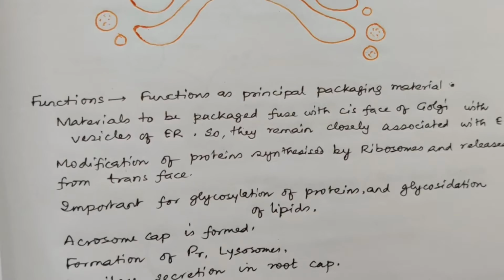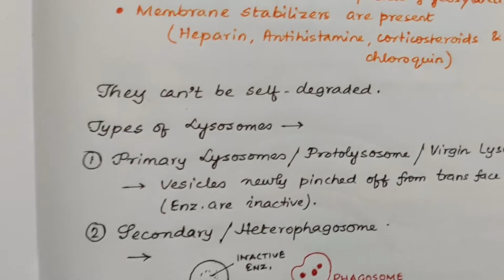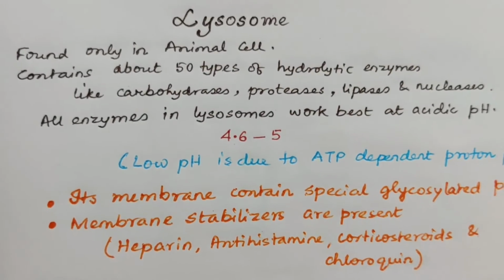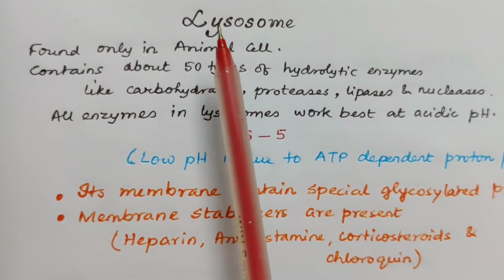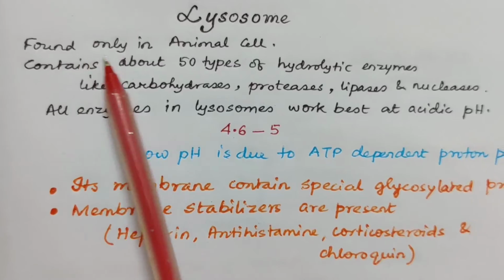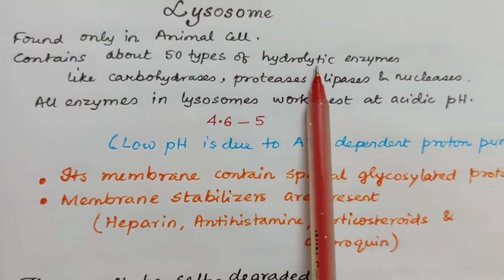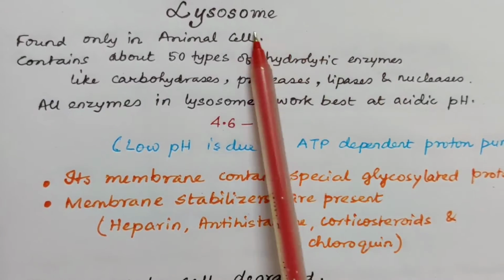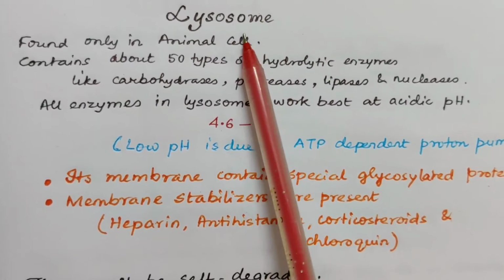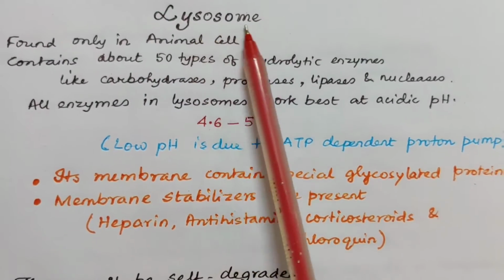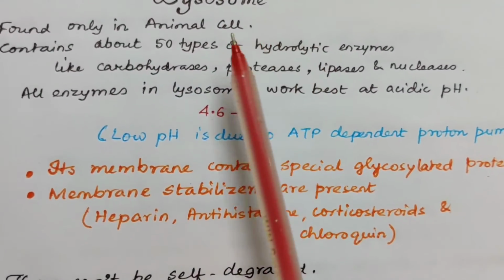We are coming to the next organelle, that is lysosome. Lysosome is also a part of endomembrane system. This is also a single membrane bound organelle found only in animal cells. It contains about 50 types of hydrolytic enzymes. They are mainly concerned with digestion. Intracellular, extracellular, all kinds of digestions are possible by lysosomes.